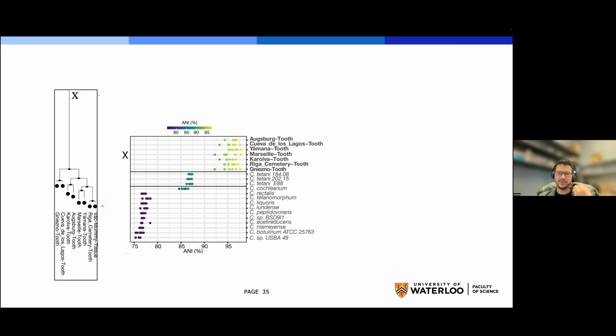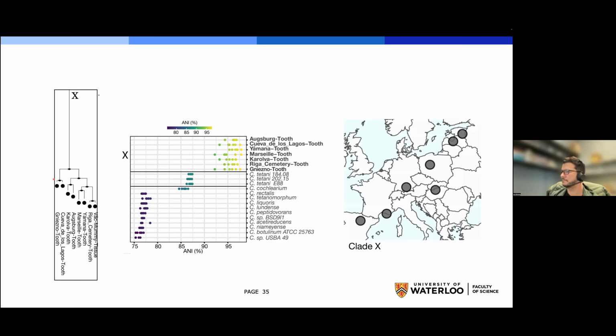It has not been observed or assembled in any modern samples so far. So whether it represents just a new species related to Clostridium tetani, that may be an environmental microbe that's out there that hasn't been sequenced yet, or whether it represents an extinct species present in these ancient samples, we don't know the answer to that yet. And we're going to be doing follow-up work to try to understand more about this organism.